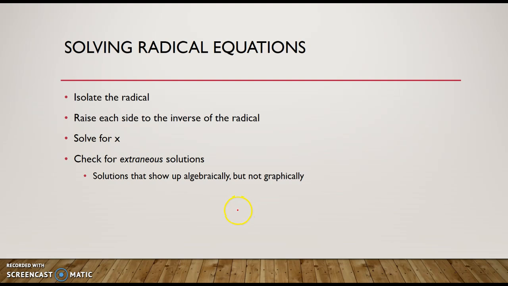Then you have to check for extraneous solutions. You have to plug them back in to make sure that they're not extraneous. Extraneous solutions are just solutions that show up when you work it out algebraically, when you do it by hand, but then if you graph it, you don't actually see that solution. If you remember, our graph is a swimmer's arm, so it goes up like this. We don't include the negatives. So sometimes whenever you solve, you end up with a negative number that doesn't actually fit when we plug it back into our equation. So you always have to check for extraneous solutions.